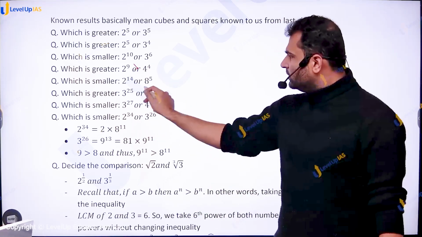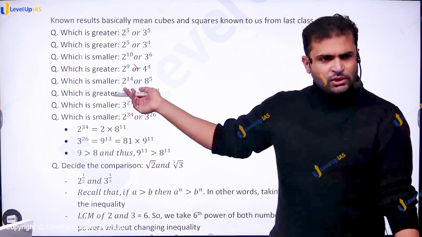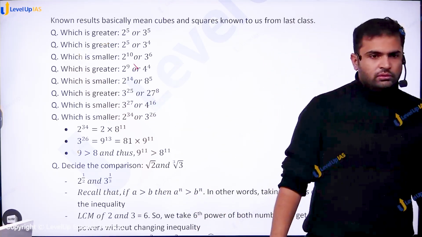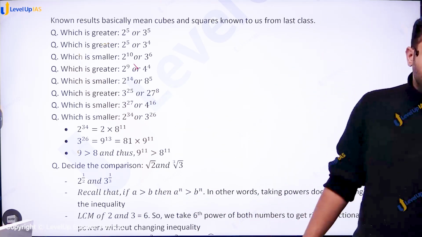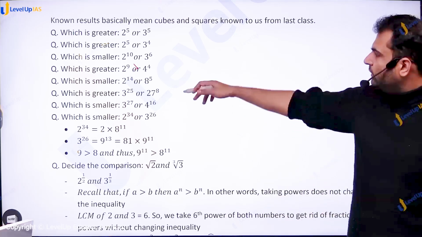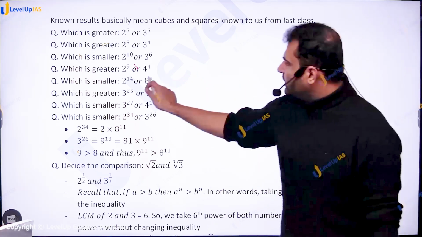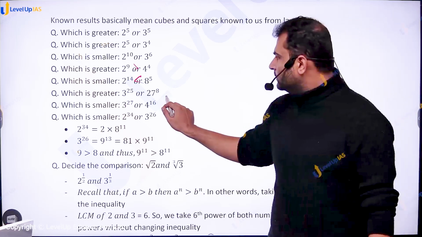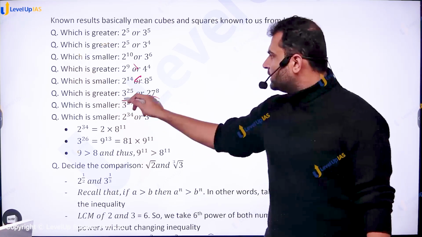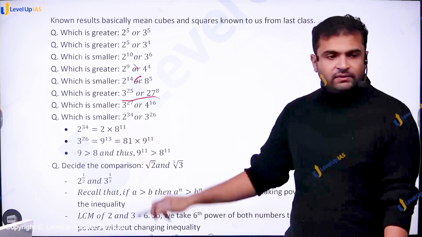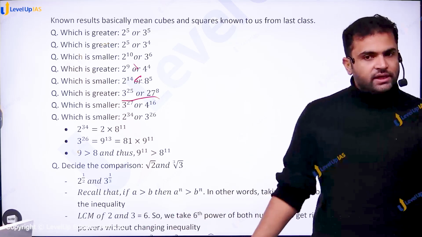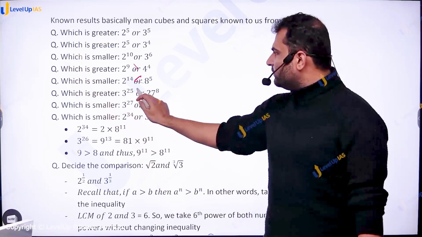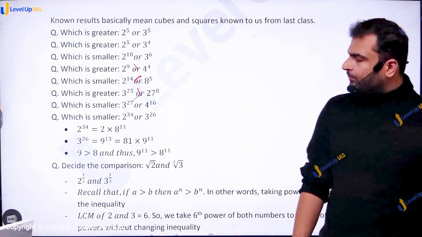These are also the same. 8 is a power of 2, so you can convert 8 to the power 5 to a power of 2. 8 to the 5 is 2 raised to 15, right? So 2 raised to 15 would be larger. Then 3 raised to 25 or 27 raised to 8. Again 27 is 3 cubed, you know. So this is 24, this is 25, so 25 would be larger.